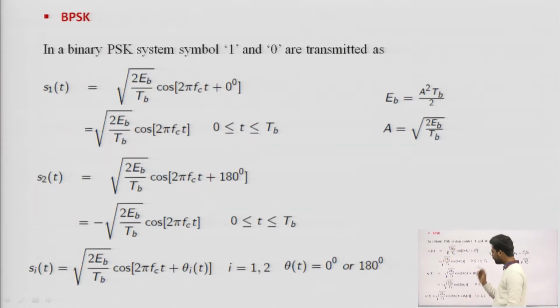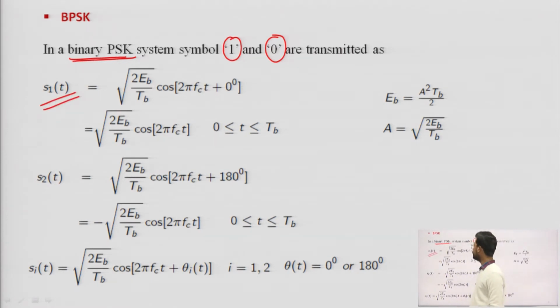Now we have already seen in the case of BASK and BFSK how to calculate the symbols, for symbols 1 and 0. Now we will see what the symbols are when we are using BPSK, binary PSK. So symbol 1 and symbol 0 are transmitted as S1(t) and S2(t).